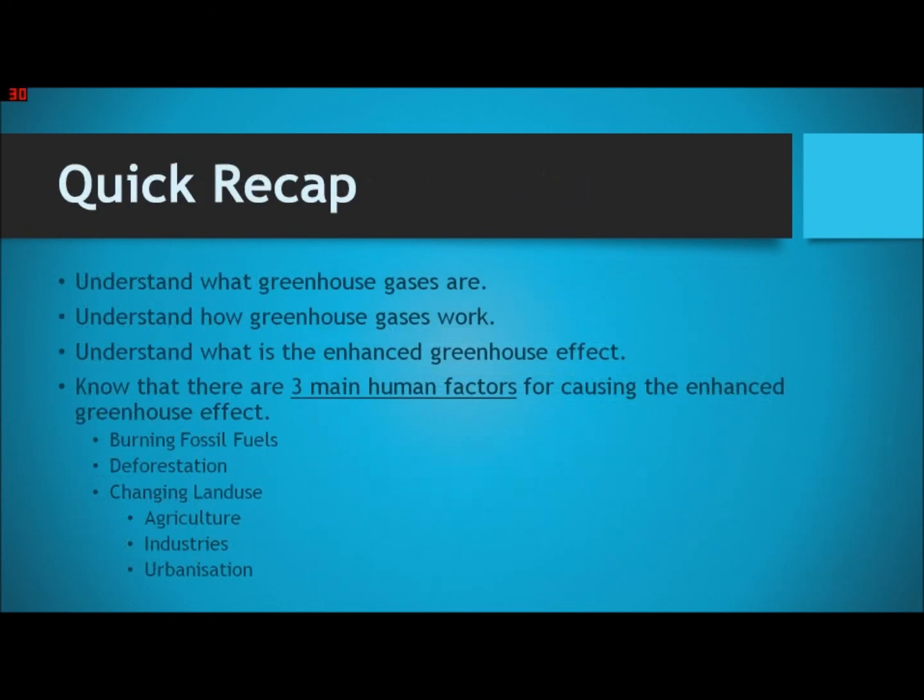And with that, let's have a quick recap on what we've learned so far. You've understood what greenhouse gases are, understood how greenhouse gases work, understood what the enhanced greenhouse effect is. You should also know that there are three main human factors for causing the enhanced greenhouse effect, namely burning fossil fuels, deforestation, and changing land use, whereby it includes agriculture, growth of industries, and rapid urbanization.